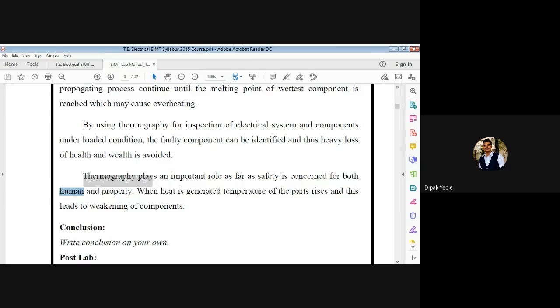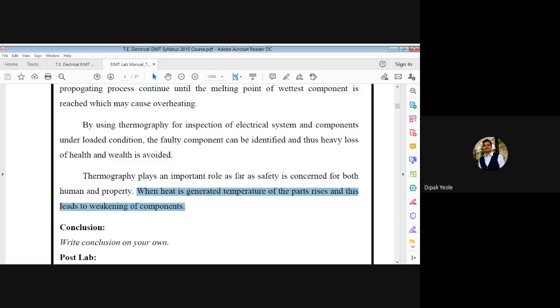When heat is generated, the temperature of the parts rises, and this leads to weakening of components, that we know. Because of the continuous generation of heat, the parts are going to loosen, or weaken, and because of this our equipment is under the condition of failure. So this is all about experiment number 5.